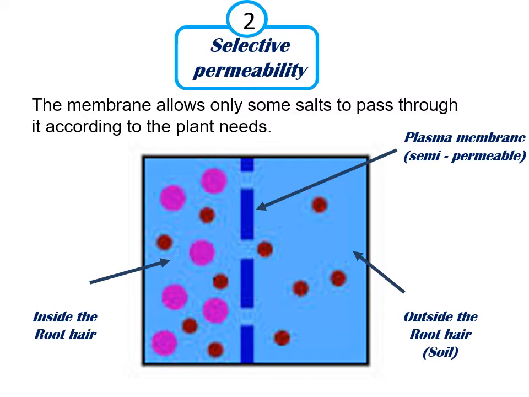This means that the plasma membrane of root hairs not only controls the types of mineral salts needed, but also the amount that enters. So, this is the meaning of selective permeability: the membrane has the option to allow some salts and prevent other salts from entering inside the root hair. And what controls and determines this is the need and requirement of the plant.